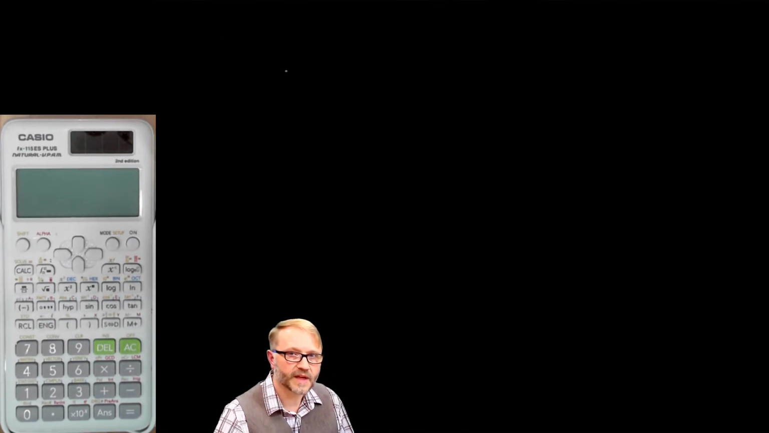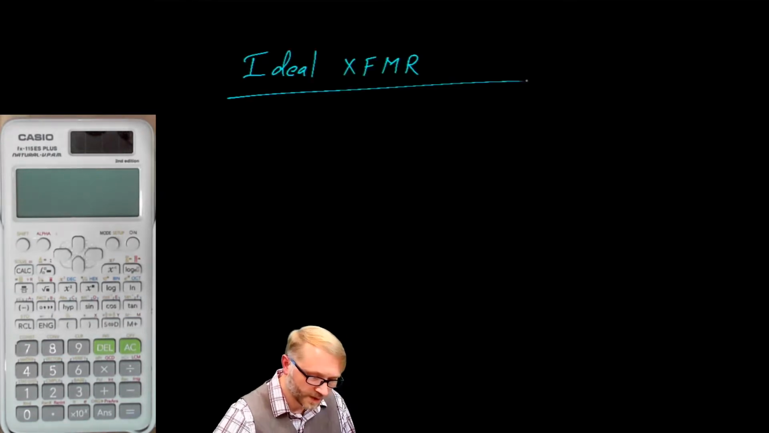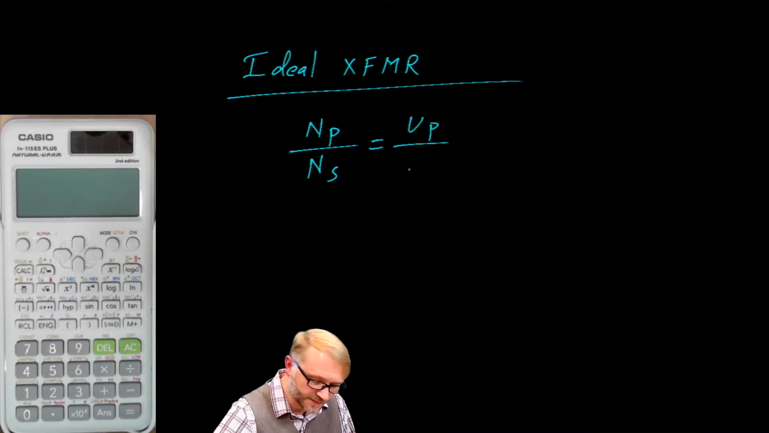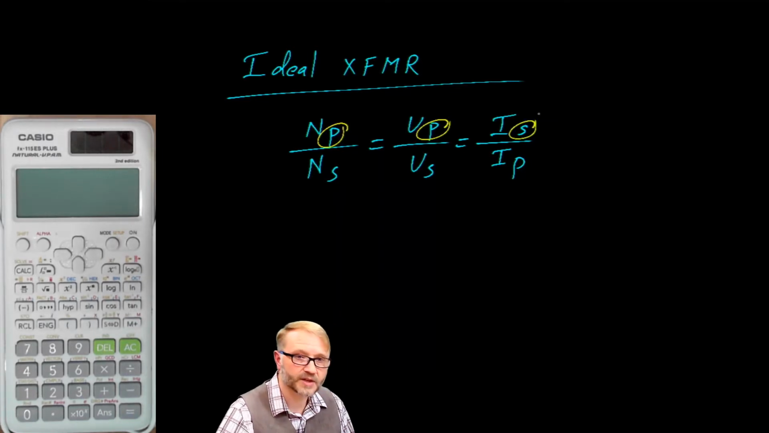There were only a few things you needed to know about the ideal transformer. There was the turns ratio, which is the number of turns on the primary divided by the number of turns on the secondary, is equal to the voltage ratio, which is the voltage on the primary over the voltage on the secondary, and that is equal to the current ratio. I think I've reminded you many times to be careful about this because you'll notice this is the primary, but the current is upside down. You see, that's the secondary in the numerator.